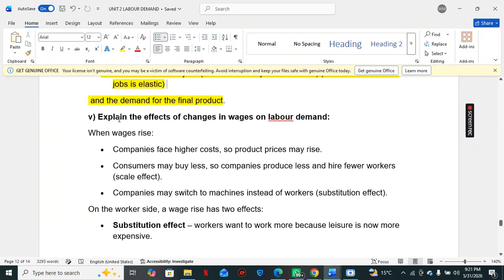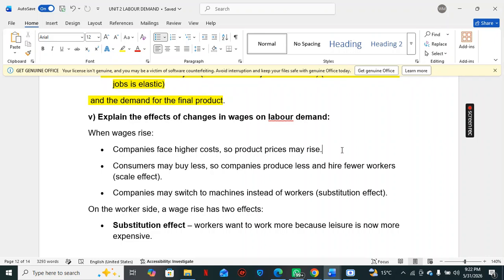We also need to know the effects of changes in wages on labor demand. When wages change, how does it affect the demand for labor? When wages rise, companies face higher labor costs, so product prices can rise, because if a firm still needs those workers, they don't want to drop production.